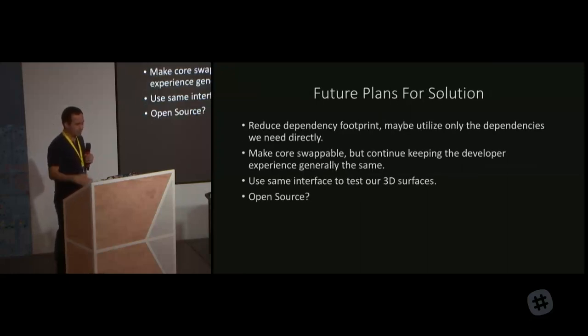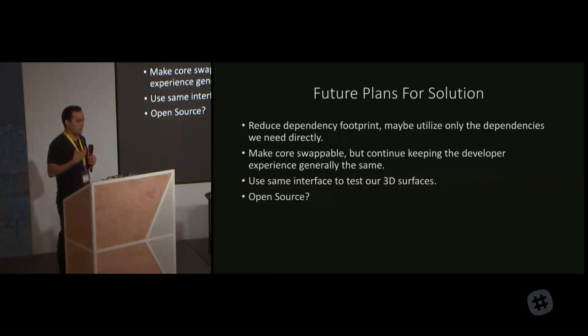So going forward, we have a couple of future plans for the solution that we made for this. We want to reduce the dependency footprint. Even though Spectron is the best solution for the majority of cases, we might end up reducing and just using the dependencies directly, just because it's a lot more lightweight for us and it helps us have a little bit more control over what we need. And this will also allow us to keep the core of the library swappable.